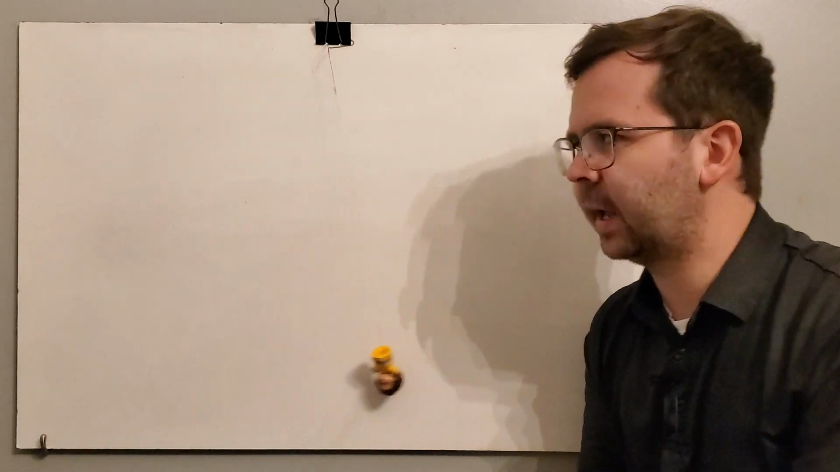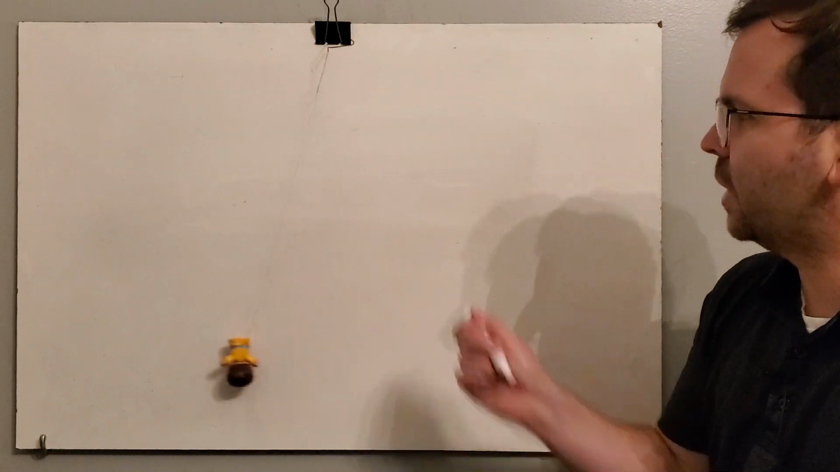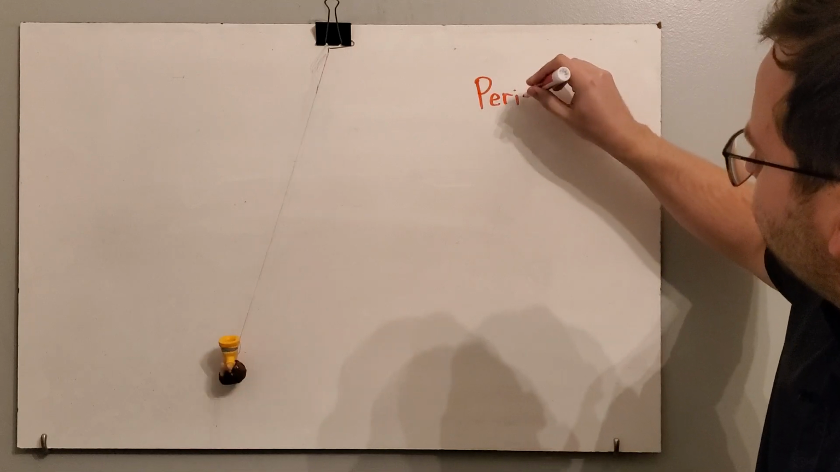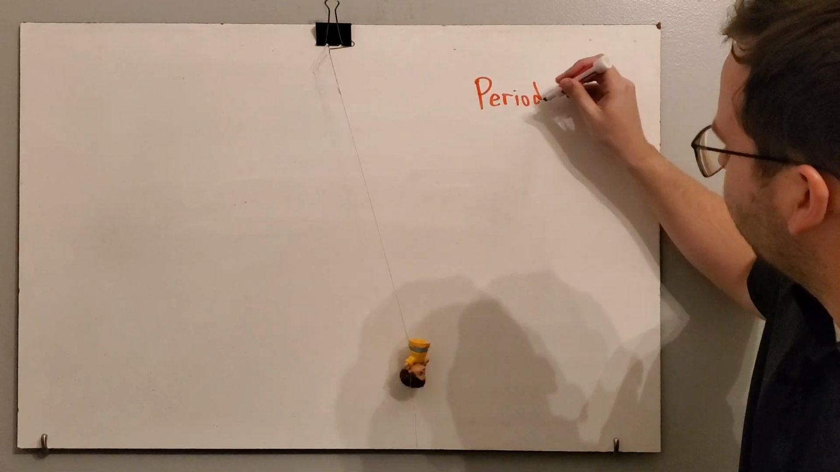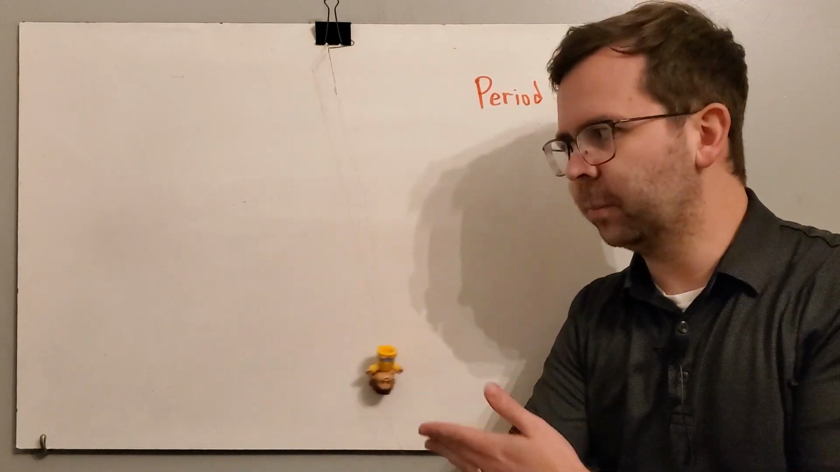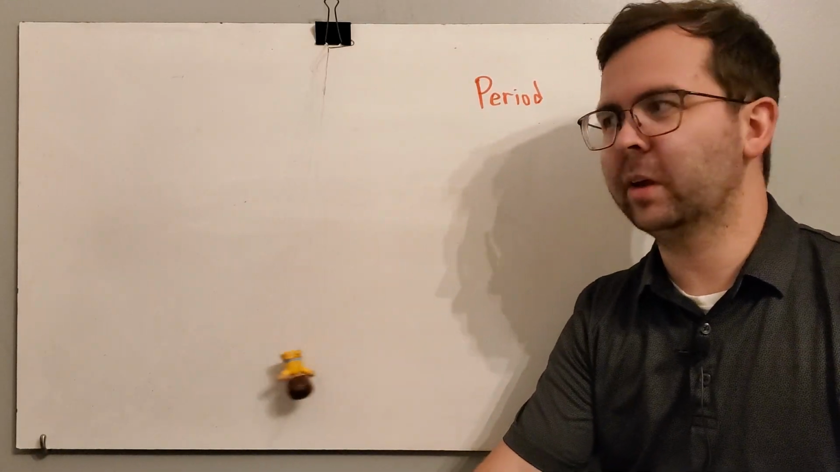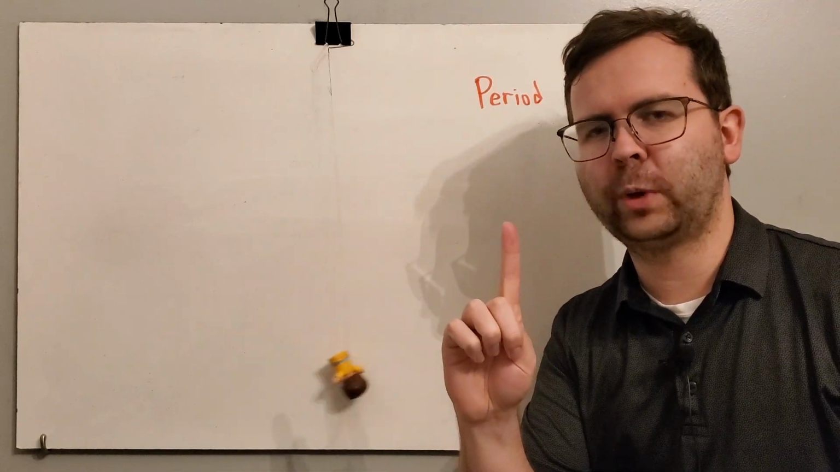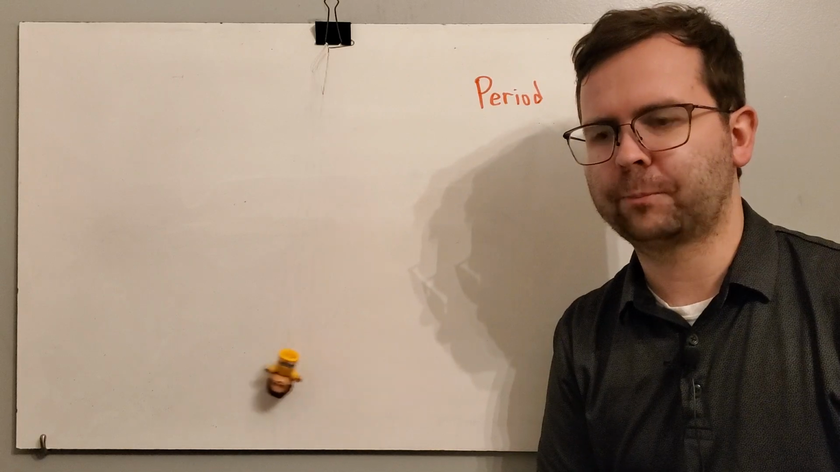And we have a name for that in physics. It's called the period. And you got to think period as in a time period, like in history, a time period is many years, but in pendulums and in waves, a period is the time it takes to complete just one full swing or one full cycle.